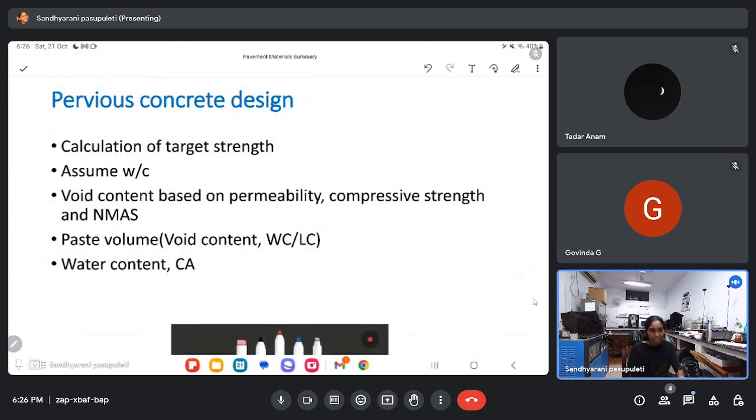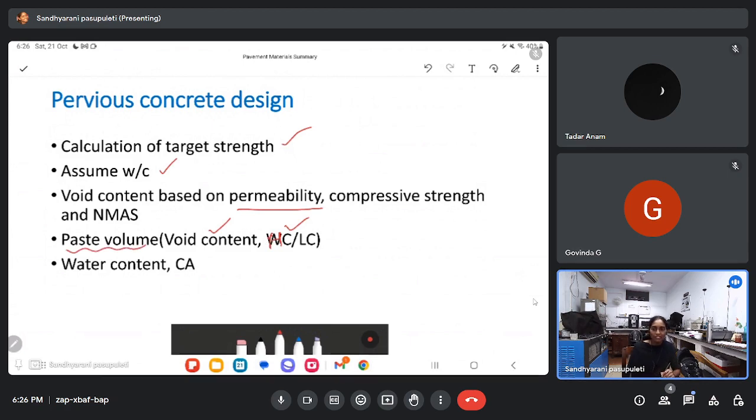And in a similar way for the various concrete designs, in all the concrete designs the first step would be the calculation of target strength. So in the pervious concrete design, we need to maintain some amount of air voids so that the water can percolate, or be permeable. So we assume some initial water to cement ratio, and we calculate the void content based upon the permeability, compressive strength, and NMAS. There was a table, so based on that, we calculate the void content. Once we know the void content and the compaction, then we calculate the paste value.